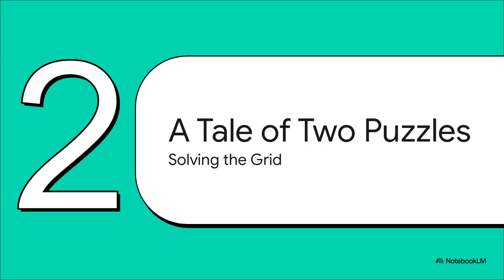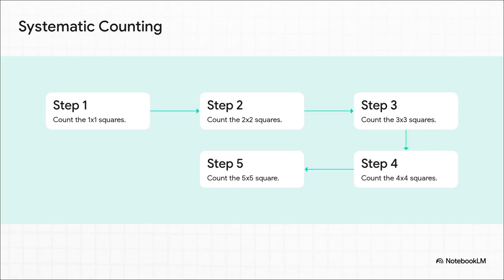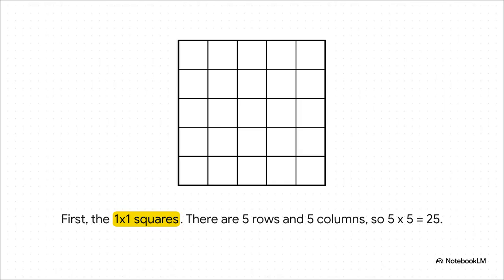The question here is totally different, but just as fun. How many squares of all possible sizes can you find inside this single 5x5 grid? Now, I know the temptation is to just start pointing and counting randomly, but trust me, that's a surefire way to get it wrong. The best way to do this is to be really systematic. We'll count all the tiny 1x1 squares first, then all the 2x2s, and so on all the way up to the big one.